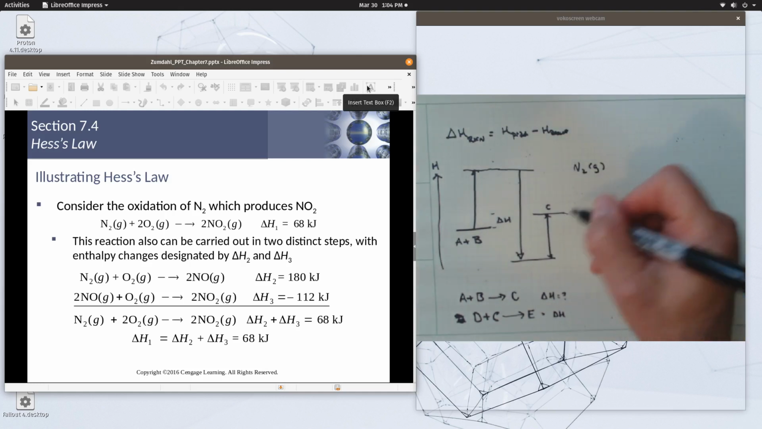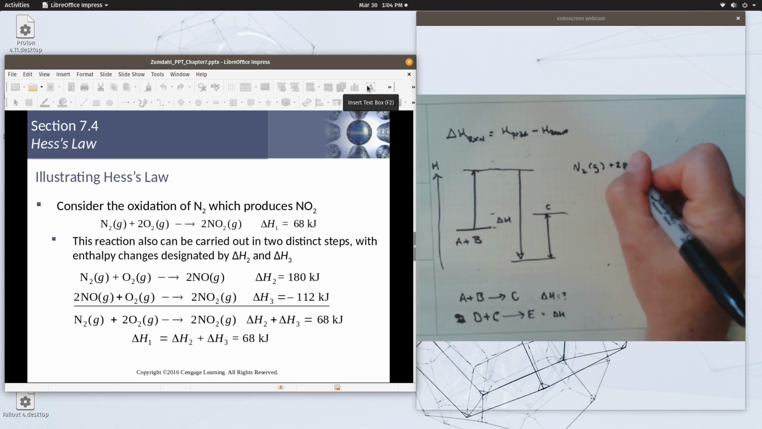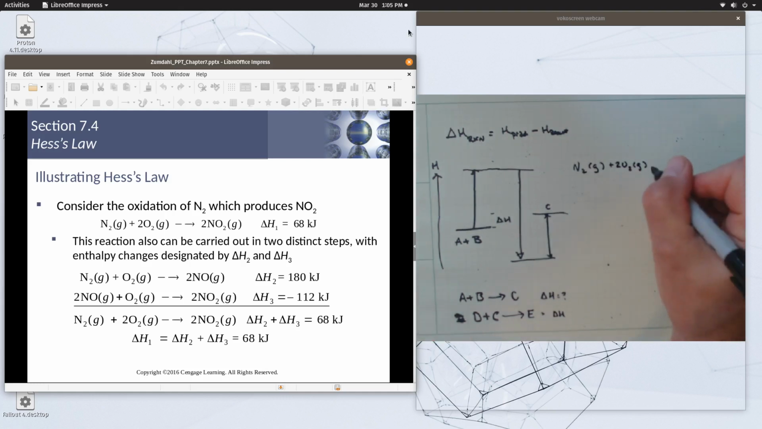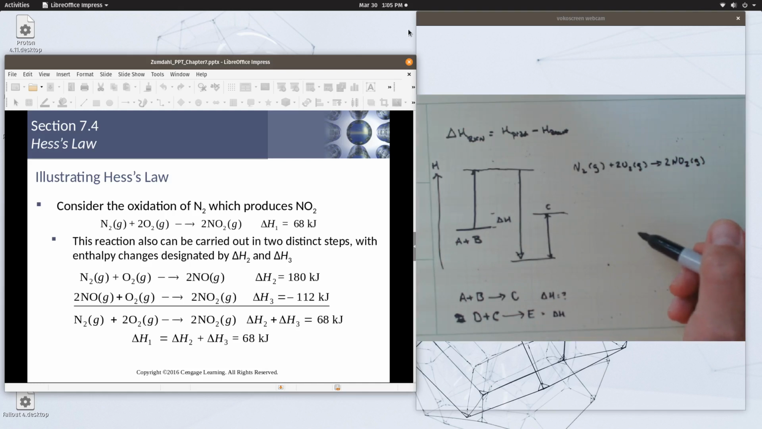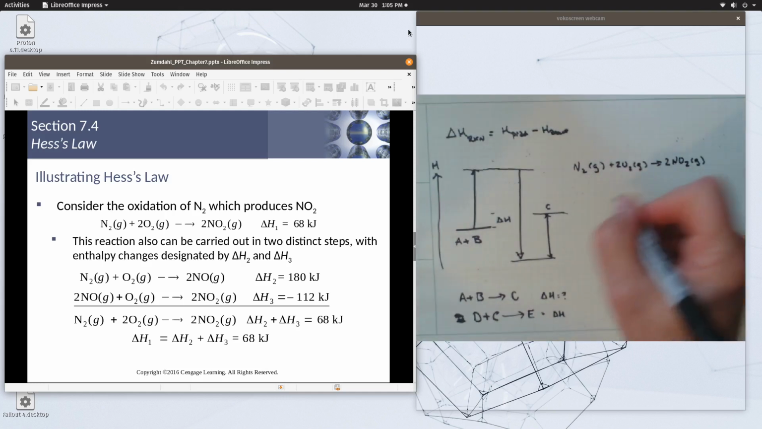Okay, this particular state. Now, in this particular case, we're looking at N2 plus 2 O2, again in the gas phase, and I want to create 2 NO2 in the gas phase. This is the oxidation of N2 to form nitrogen dioxide. One of the things I can do is break this down into two kinds of steps.